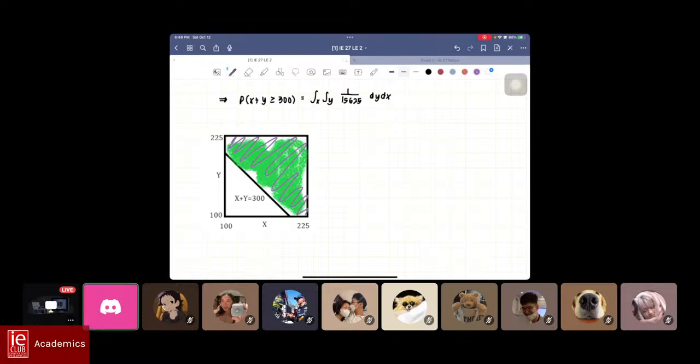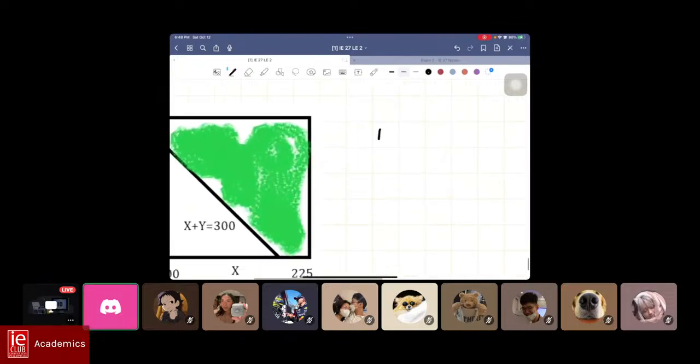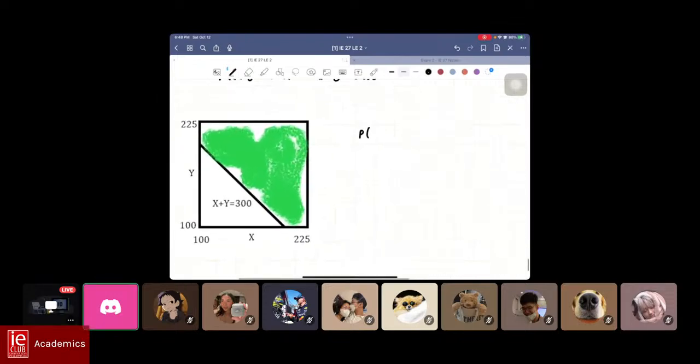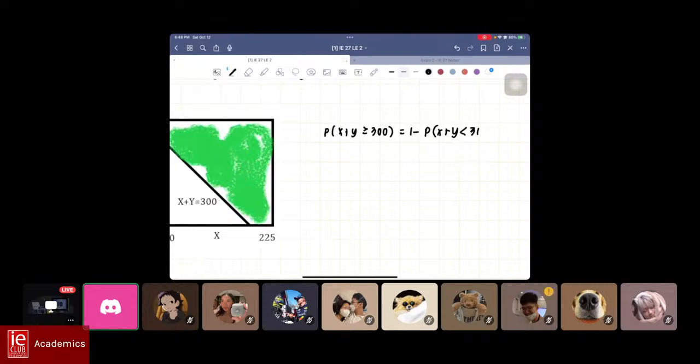And then from here, since this doesn't look like a triangle, it would be hard to get the probability of this one. So instead, you can also do 1 minus the lower half naman. Since it's a triangle lang, it would be easier to get its bounds. So probability that x plus y is greater than or equal to 300 is equal to 1 minus probability that x plus y is less than 300.